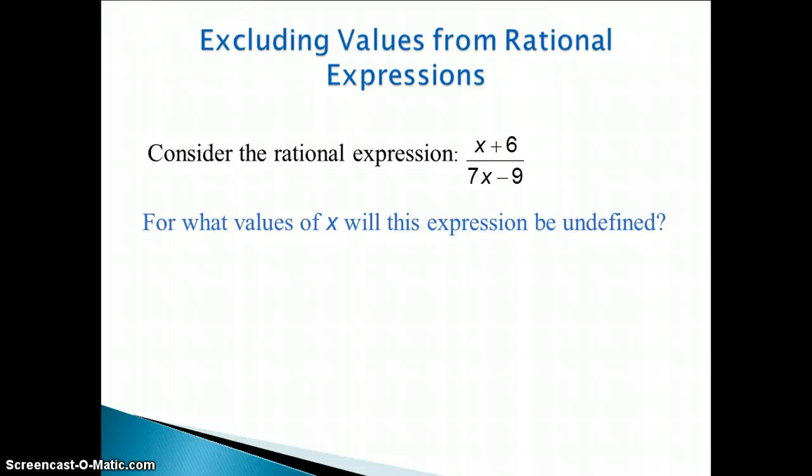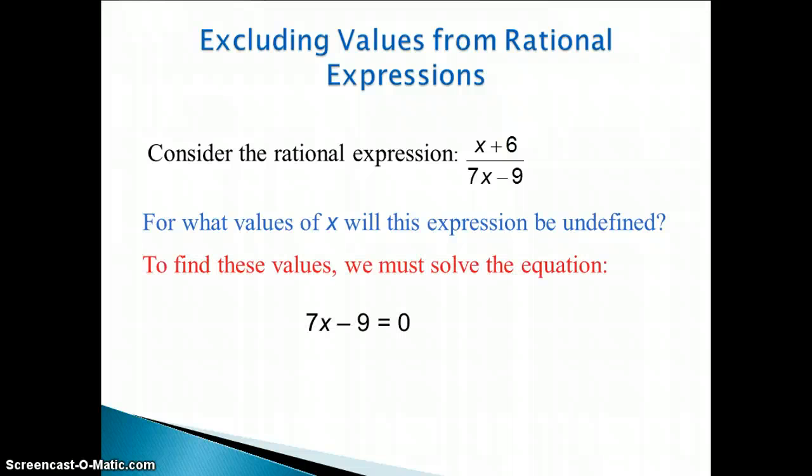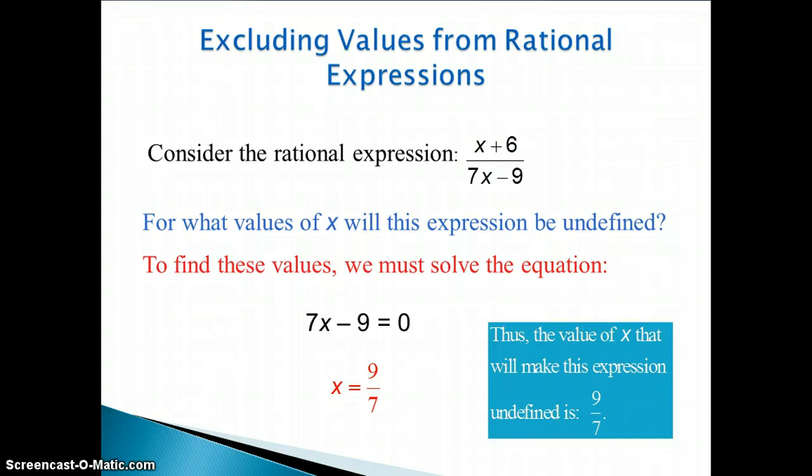Consider the rational expression x plus 6 divided by 7x minus 9. For what values of x will this expression be undefined? Well, we want to know what values of x will make the denominator equal to 0, so we set the denominator equal to 0 and we solve that equation. Now this equation is a linear equation, so you can use your beginning algebra skills to solve this equation to get a solution of x equals 9 divided by 7, or 9/7. Thus the value of x that will make this expression undefined is 9/7.